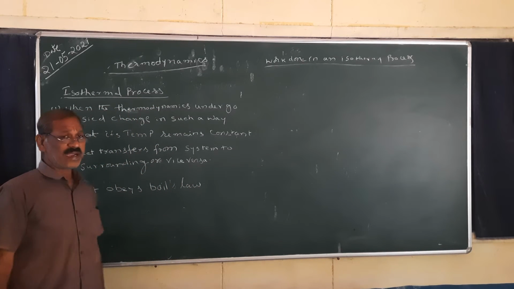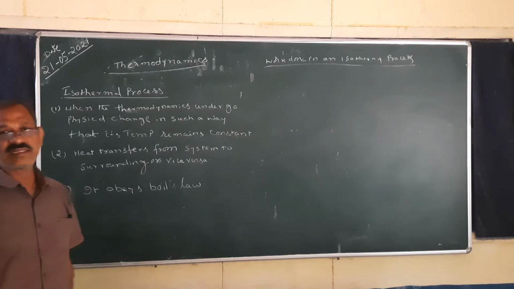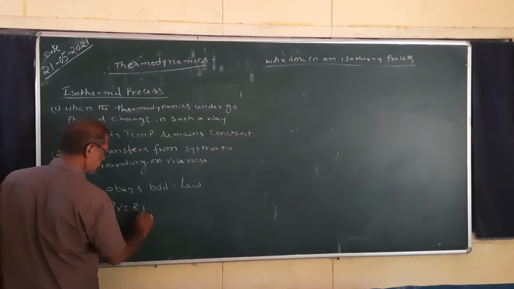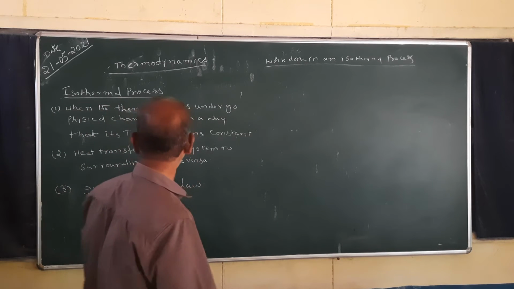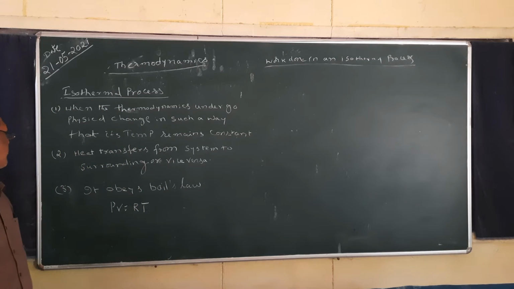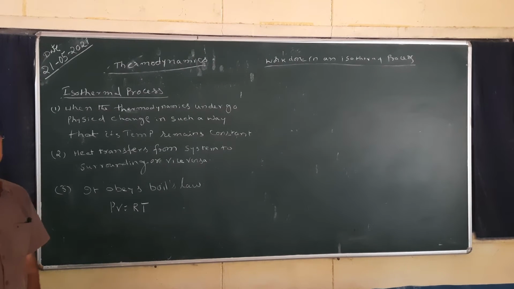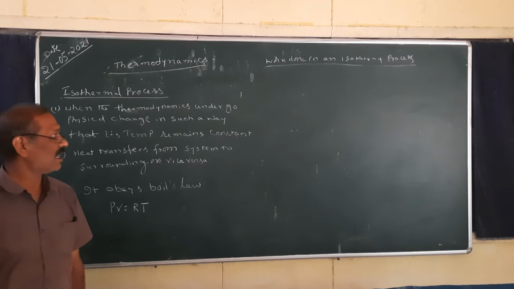Then the third point is that an isothermal process obeys Boyle's law, meaning PV is equal to RT. These are the three points. First, the system undergoes a physical change in such a way that its temperature remains constant. Second, heat transfers from the system to surroundings and surroundings to system, vice versa. Third, it obeys Boyle's law, PV is equal to RT.